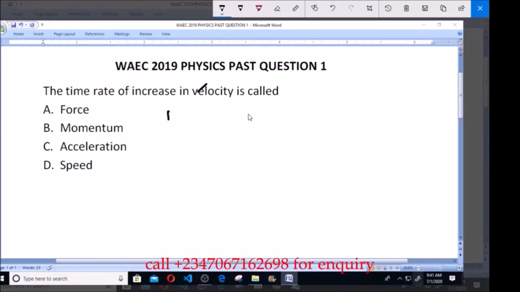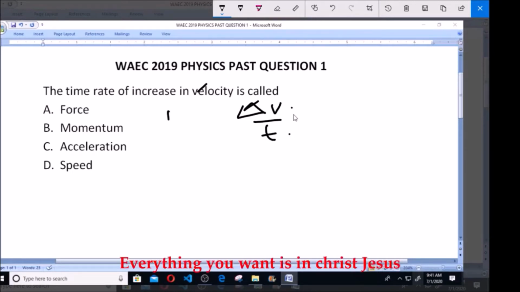So when we get the phrase "the time rate of increase," it simply means change in velocity with respect to time. Time rate simply means the ratio of a given quantity all over time. So this change in velocity over time, what is it? Is it force, or momentum, or acceleration, or speed?